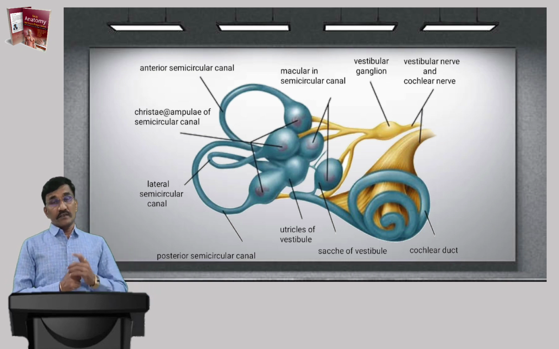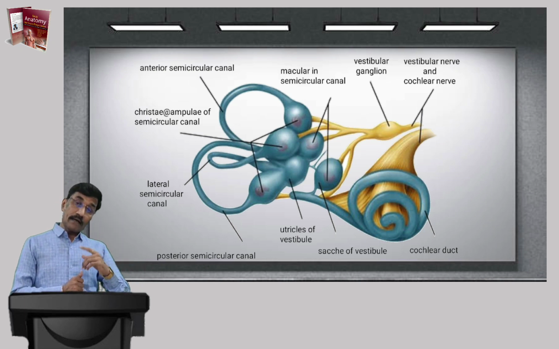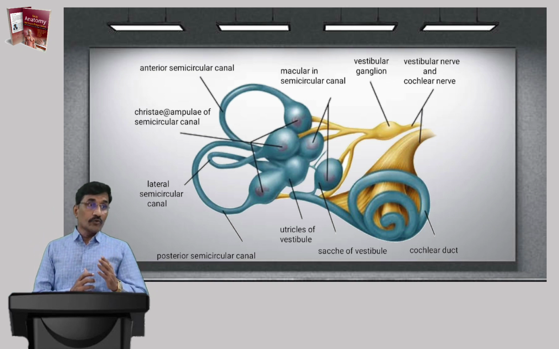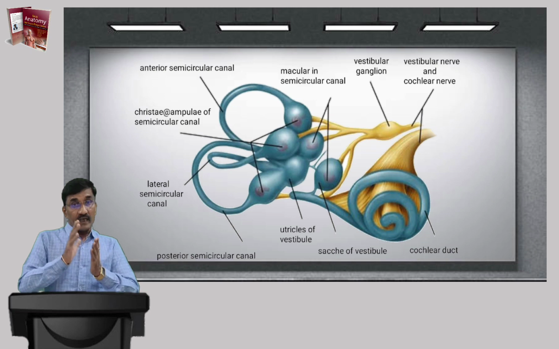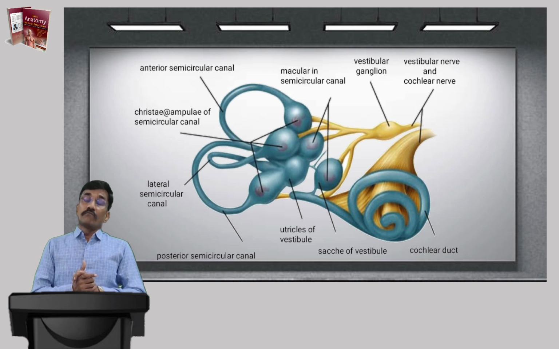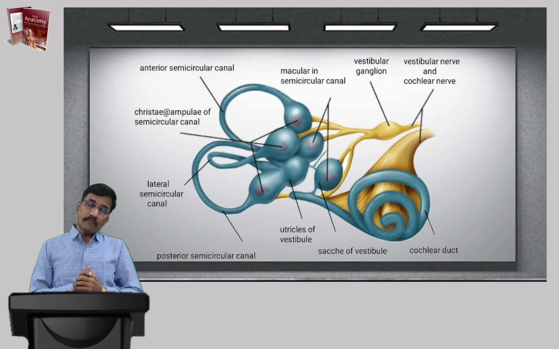Now the static balance is maintained by the vestibule, and the kinetic balance is maintained by the semicircular canals. In other words, the saccule and utricle of the vestibule and the cristae and maculae of the semicircular canal or duct play a role. Saccule and utricle are for the static balance, whereas cristae and maculae of the semicircular duct are for the kinetic balance. Now, one more question must be in our mind.